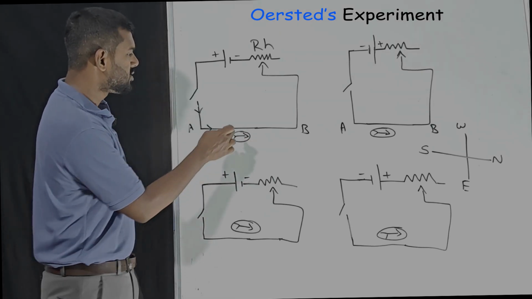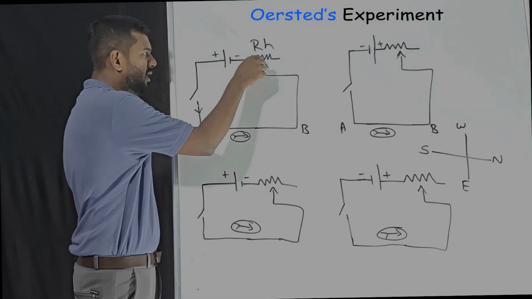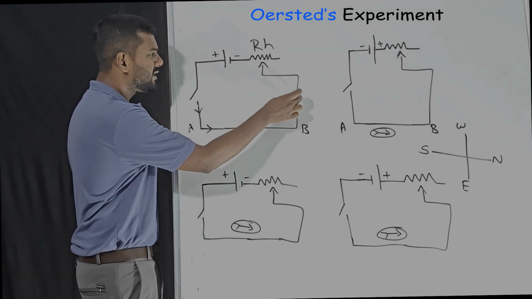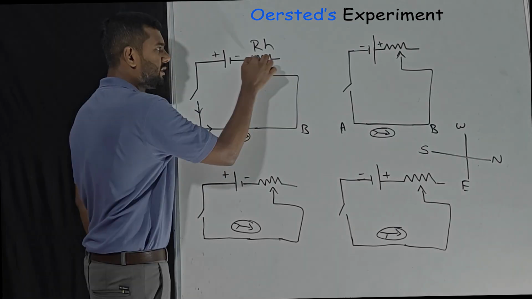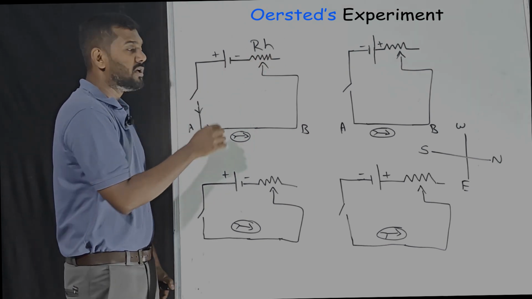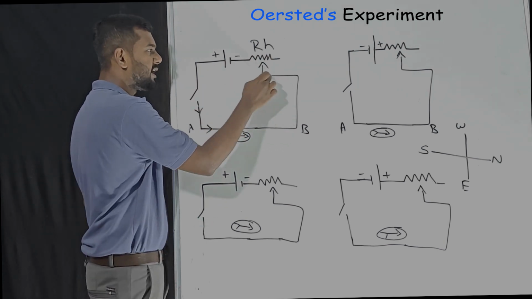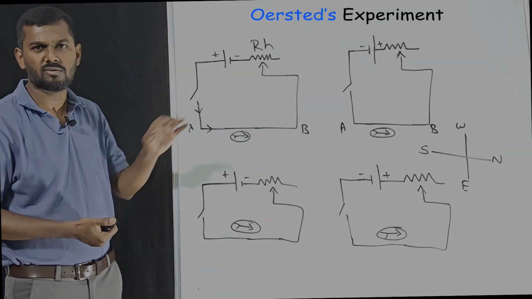Now it is again connected to the negative terminal. Don't worry about this arrow mark. This is how we show the rheostat. If I connect this wire like this, normally just to complete it like this will become a resistor. So just to show the difference between resistor and a rheostat, it is connected like this. So in all the 4 diagrams, this is what we are going to do.